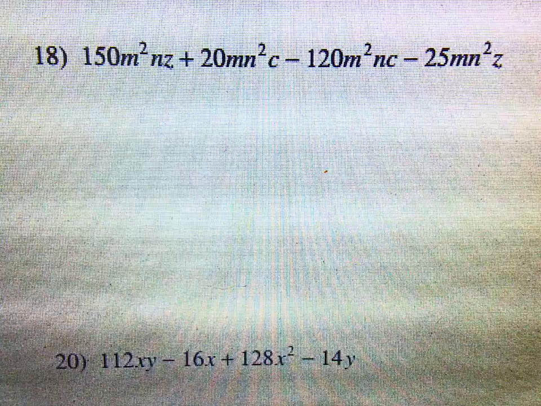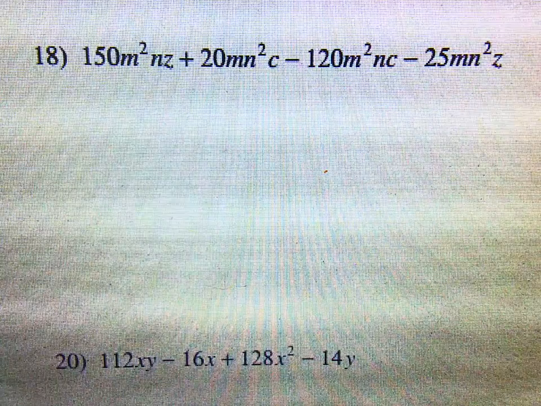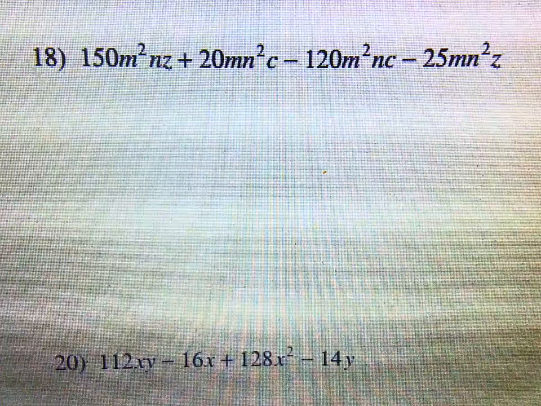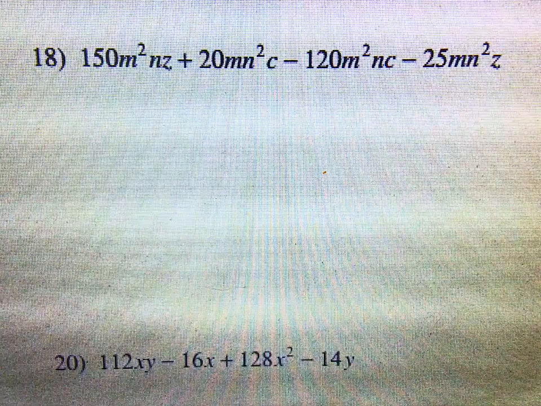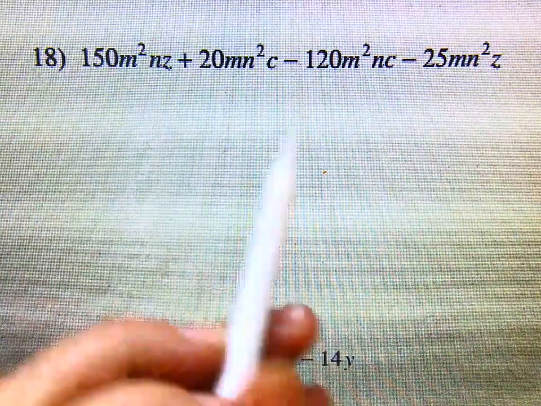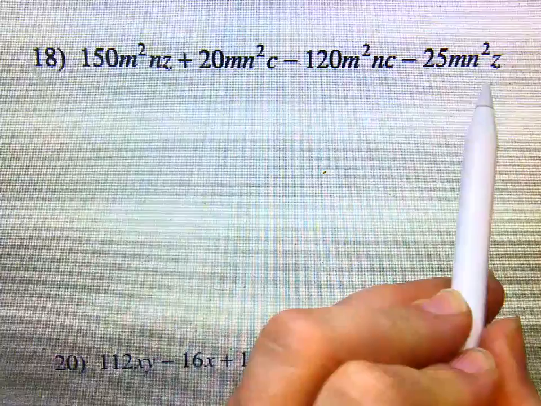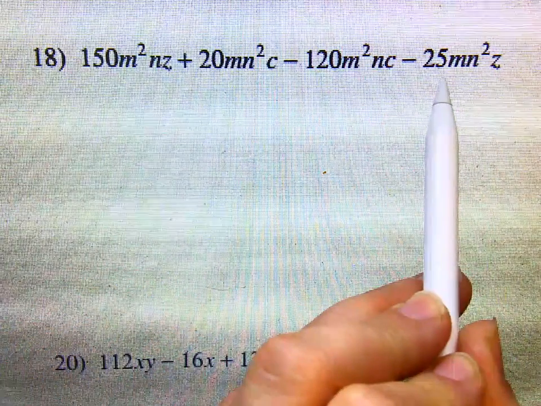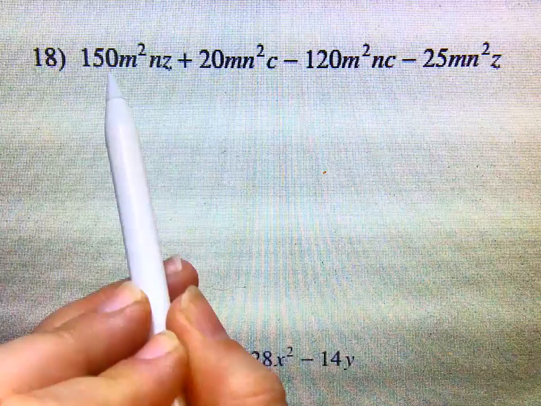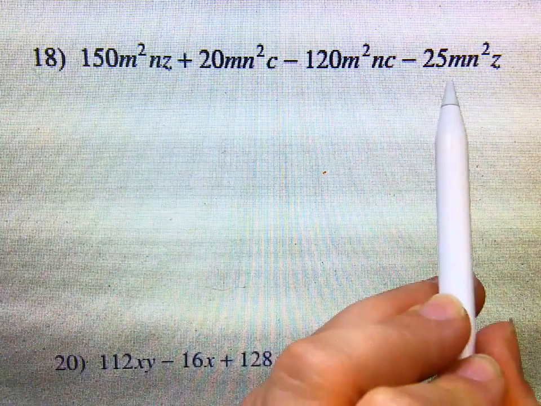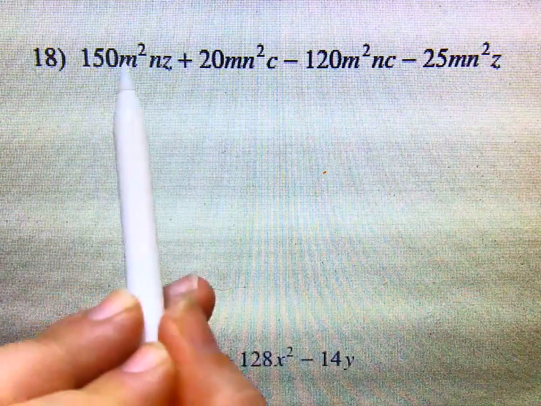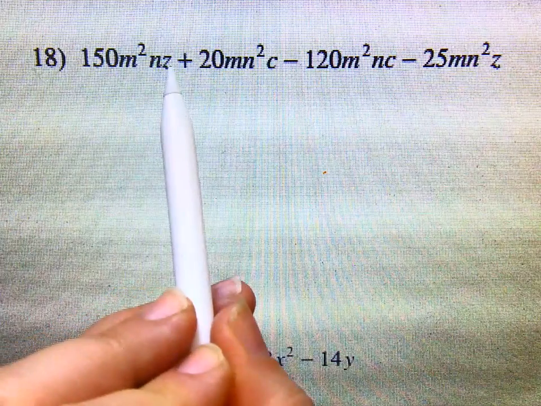Okay, so factoring by grouping, problem number 18. Let's go ahead and look at this one. First off, since it's so big, we want to ask: is there a constant that can go into all four terms? And yes, we have a 0, a 0, a 0, and a 5, so that means at least 5 can go into everything. And what about variables?